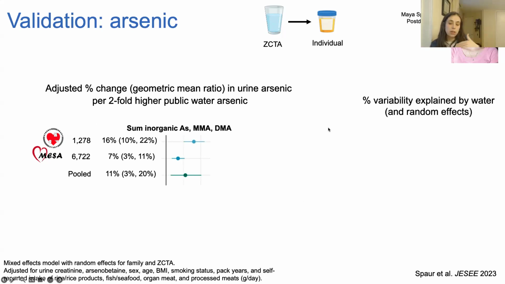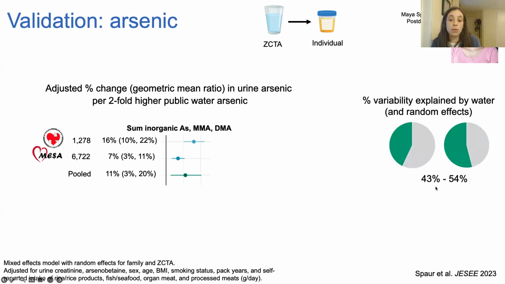But what was surprising to us was the percent of variability that we could explain in our urine arsenic biomarker with our zip code level estimates for water. And it was much higher than what we had previously estimated in the field. And this varied depending on whether we were using the urban cohort, which is the MESA cohort, or the very rural cohort, which is the Strong Heart Study cohort, largely rural, more rural than MESA.